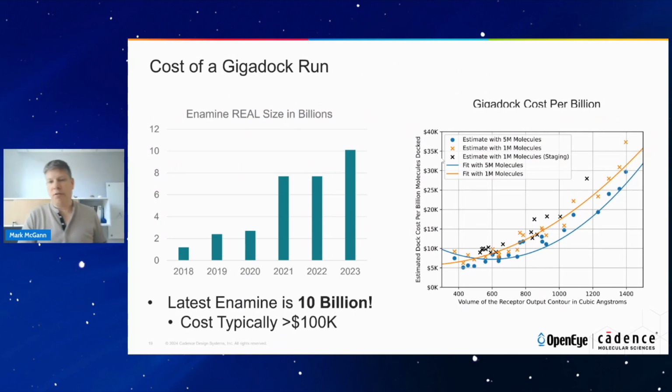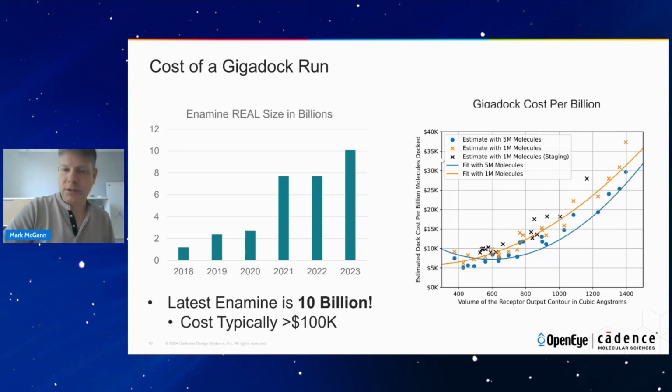Now, the cost of a Gigadock run is significantly more than FastROCS Plus, and it scales linearly with the number of molecules, and it also has a tendency to increase with the size of the receptor site. So larger receptor sites tend to take longer and are therefore more costly to dock to. And that's because there's more space to explore, more scoring to be done per molecule. What I've shown in the graph to the right here is an estimate of the cost per billion in screening. And this tends to be around $10,000 to $15,000 per billion. And at the time when Orion was initially released in 2019, a billion was a typical size of a library.